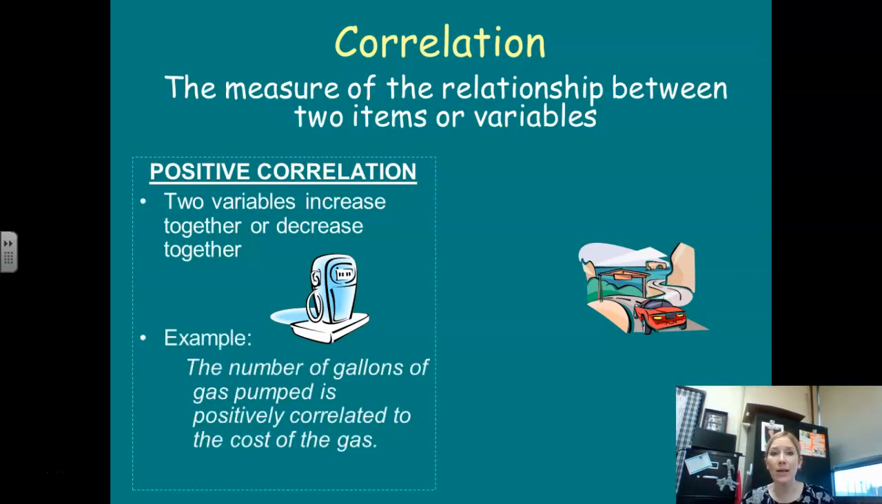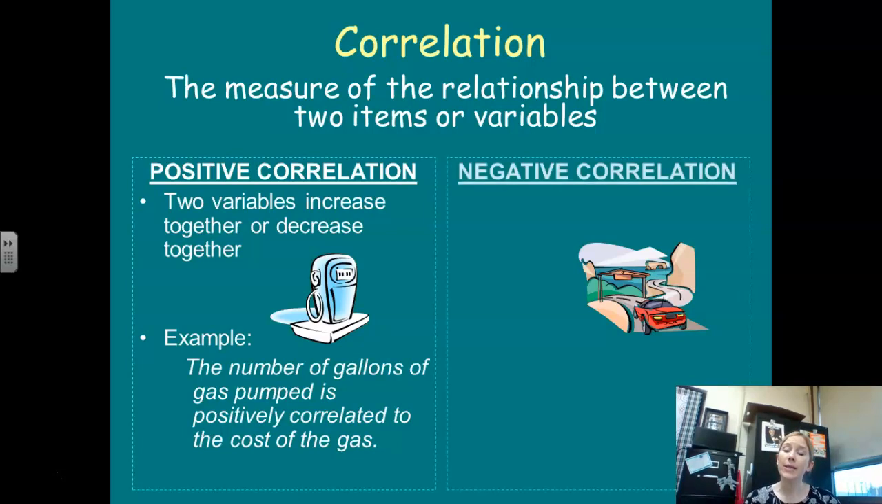If they increase together or decrease together, so if they go in the same direction, they're considered a positive correlation. For example, the number of gallons of gas that's pumped is positively correlated to the cost of gas. The more gas you pump, the higher your cost goes, and vice versa. The lower the amount, the lesser the cost.